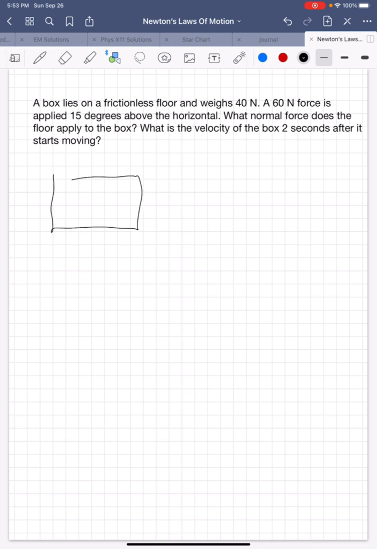So here's my box. And I've got a weight going down and a normal force going up. And I also have this applied force at 15 degrees. And it's going to have components in the x and the y direction. And they're going to be related by the trigonometric functions with the 15 degrees.